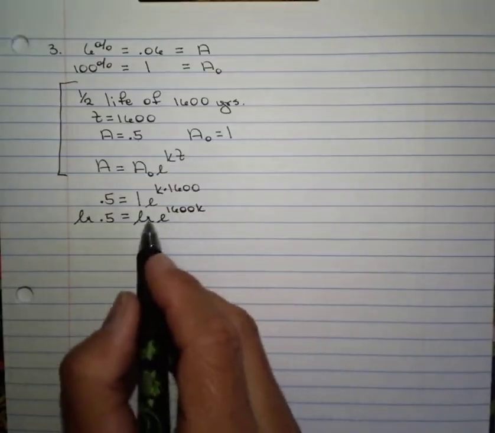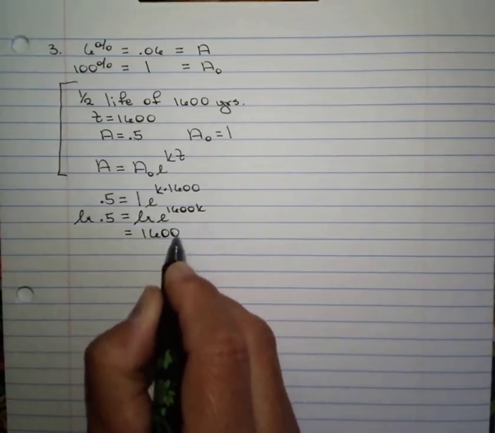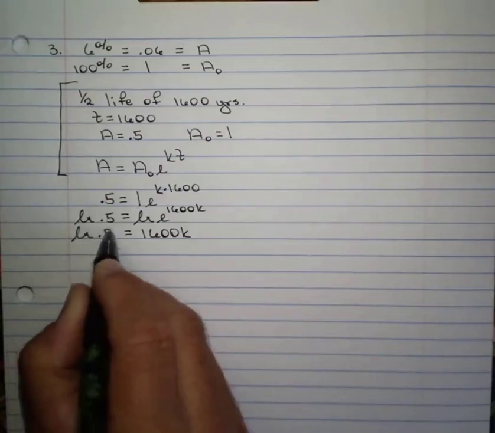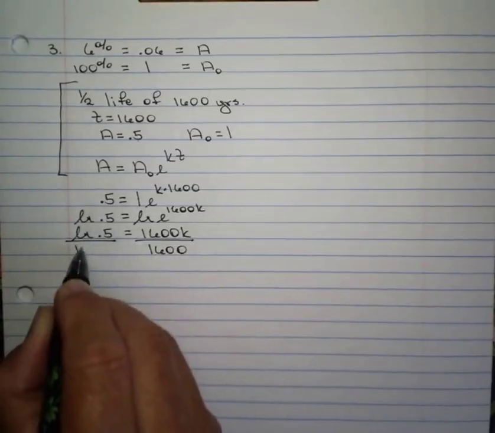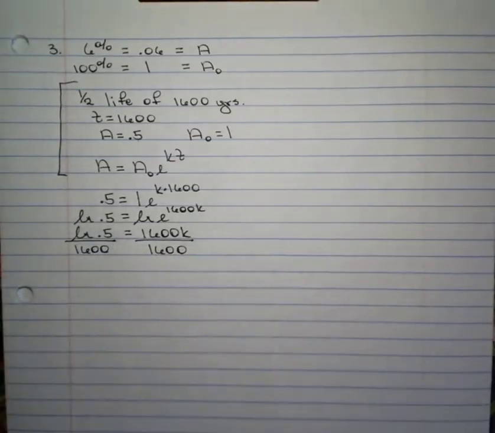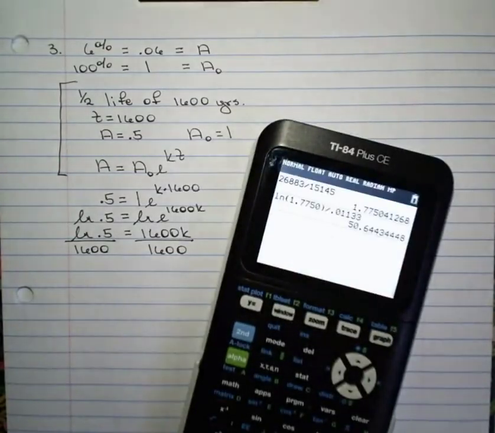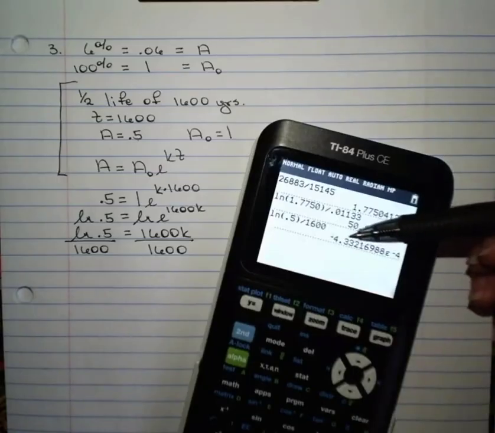Now, I have to figure out what that is, but the natural log of e, I can say that's equal to that exponent, 1,600k. And then what is it? Well, it's the natural log of 0.5. And then once I finish this, I'll be dividing both sides by 1,600, won't I? So I can do all of that together and find out what k is equal to. So I'm going to say natural log of 0.5 divided by 1,600. And I came up with a negative number.